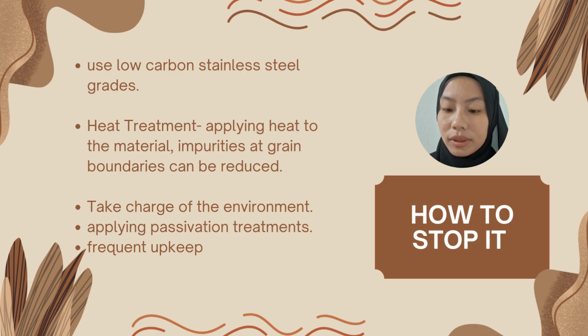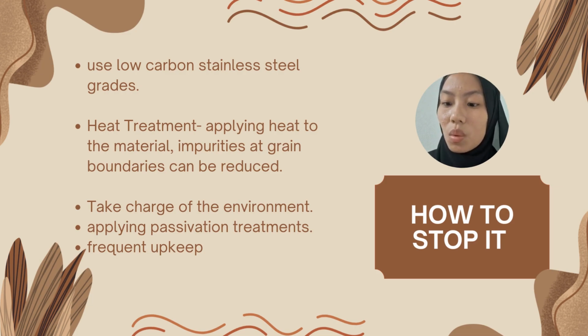Take care of the environment. The metal should not be exposed to corrosive conditions that encourage intergranular corrosion. To reduce the risk of corrosion, keep variables like temperature, humidity, and chemical exposure under proper control. Through the process of passivation, a protective oxide layer is formed on the metal surface, which can aid in preventing corrosion, including intergranular corrosion.